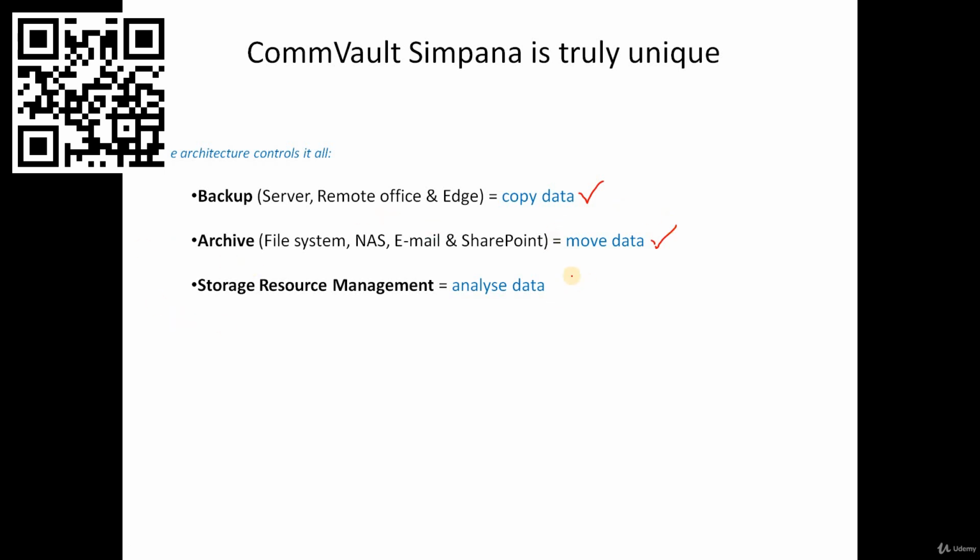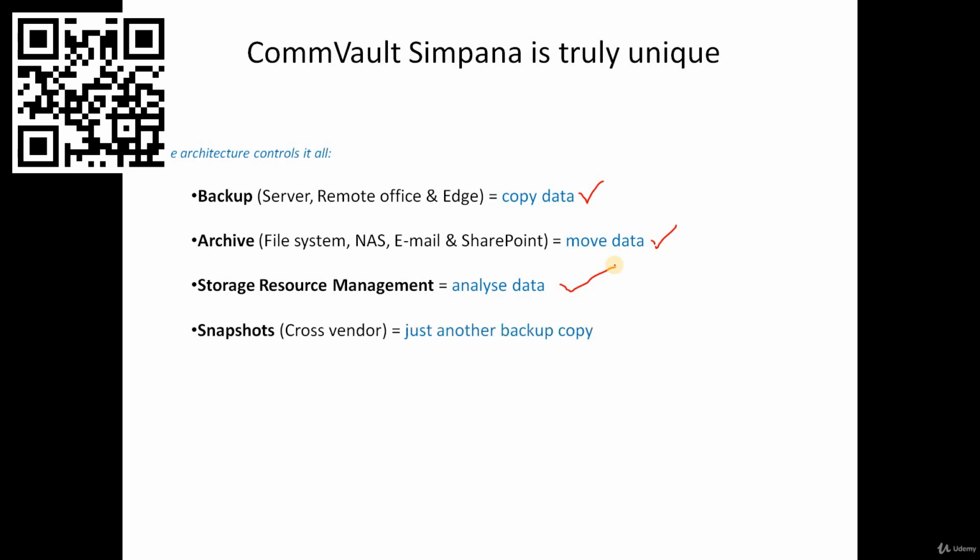We can also look at the storage resource management. So you want to know what type of data is stored in your storage systems. You can do an analysis and see how many duplicate files there are, how many large files there are, and what type of extension files are being saved. If you want to know if the users are saving video files or AVI files, you will be able to get that information from the SRM module.